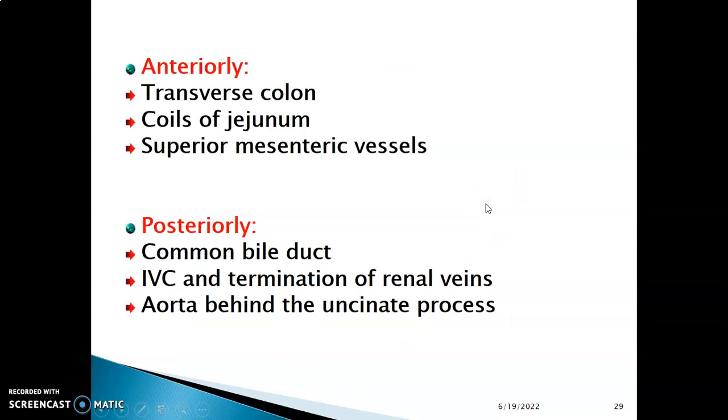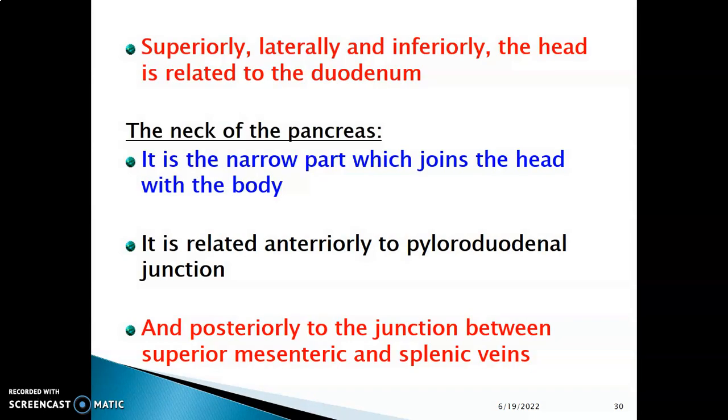What are the relations of the head of the pancreas? Anteriorly, you have the transverse colon, the coils of the jejunum, and the superior mesenteric vessels. Posteriorly, you have the common bile duct, the inferior vena cava, the termination of the renal veins, and the aorta. Superiorly, laterally, and inferiorly, the head of the pancreas is related to the duodenum.